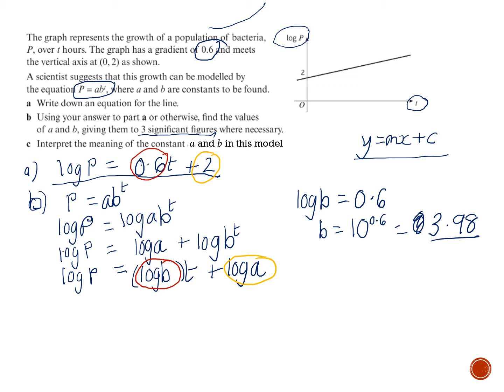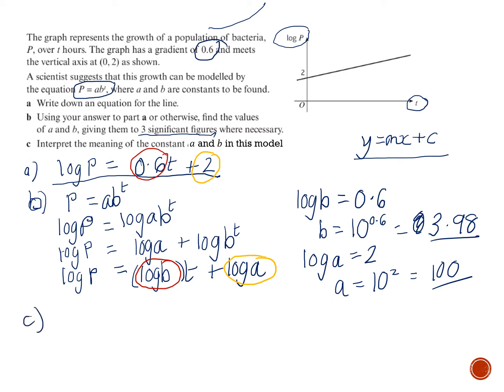Let's compare the plus C parts. We've got log of A equals 2. Okay, so remember it's base 10, so A is 10 squared, which is 100. So that gives us our answers for A and B. Okay, let's have a look at this then.